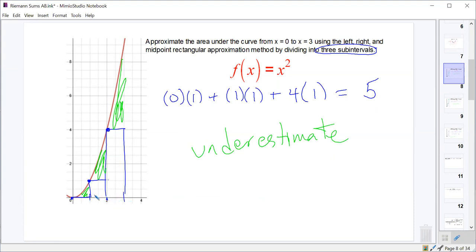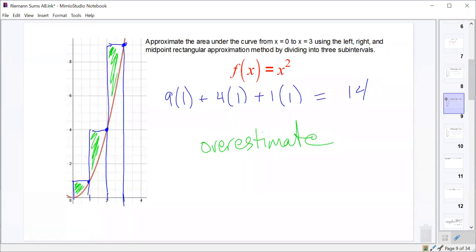So for this one, they all have these 1s in them, right? Those 1s are the lengths of these subintervals. So from 0 to 1 is 1 unit, from 1 to 2 is 1 unit, and from 2 to 3 is 1 unit. And then the heights were, for this one, 0 squared was 0, this one was 1 squared was 1, and this one was 2 squared was 4, coming from the value of the function itself.